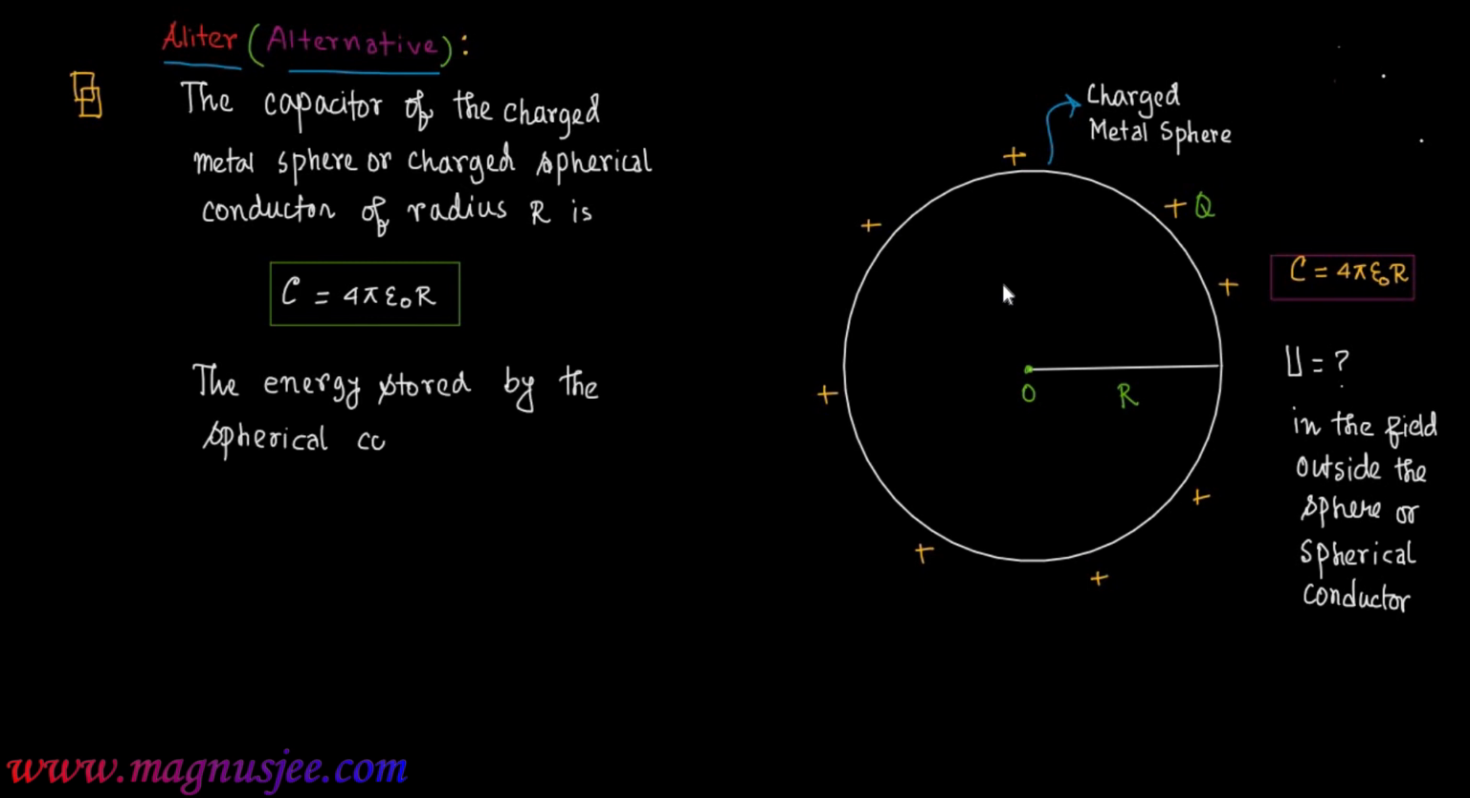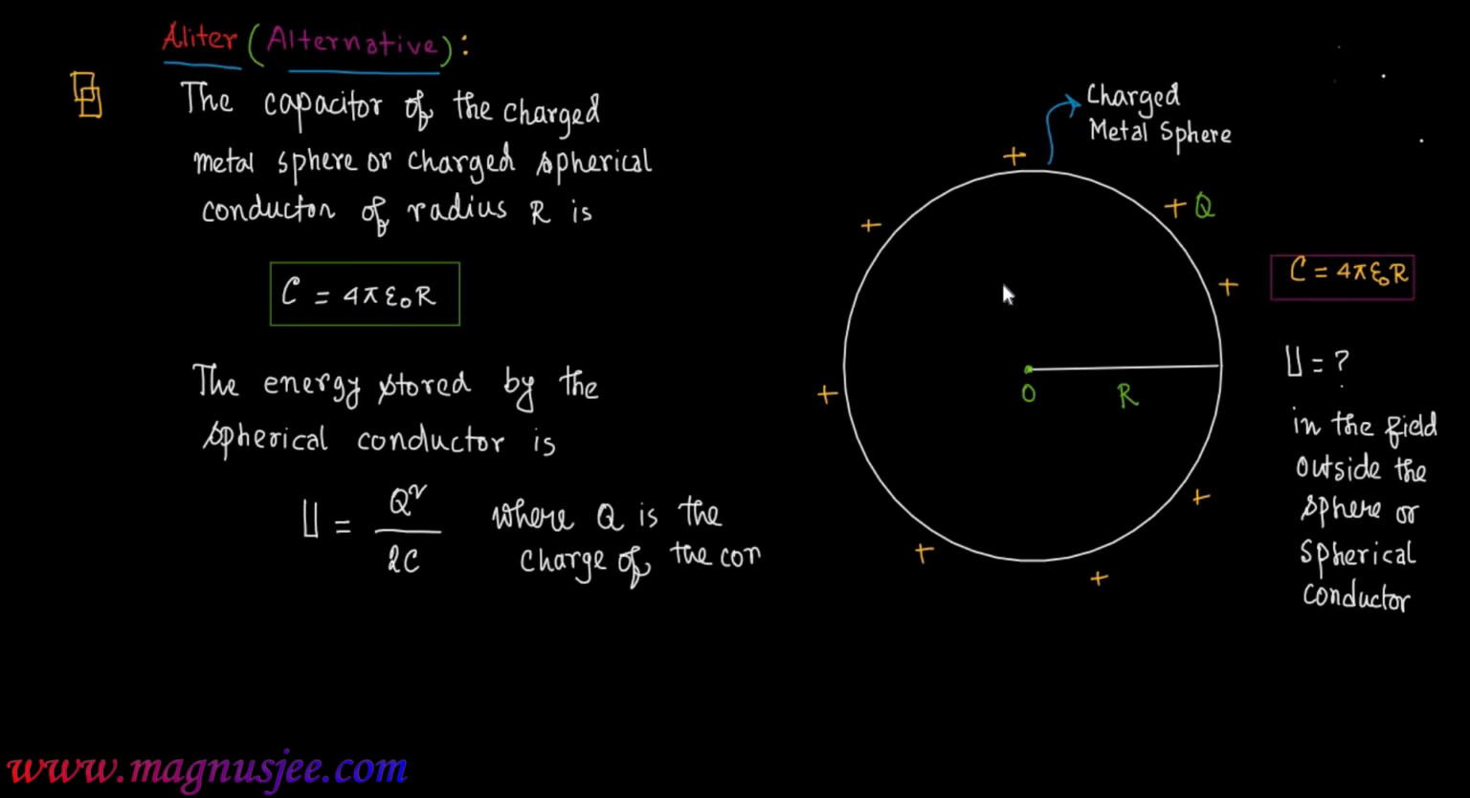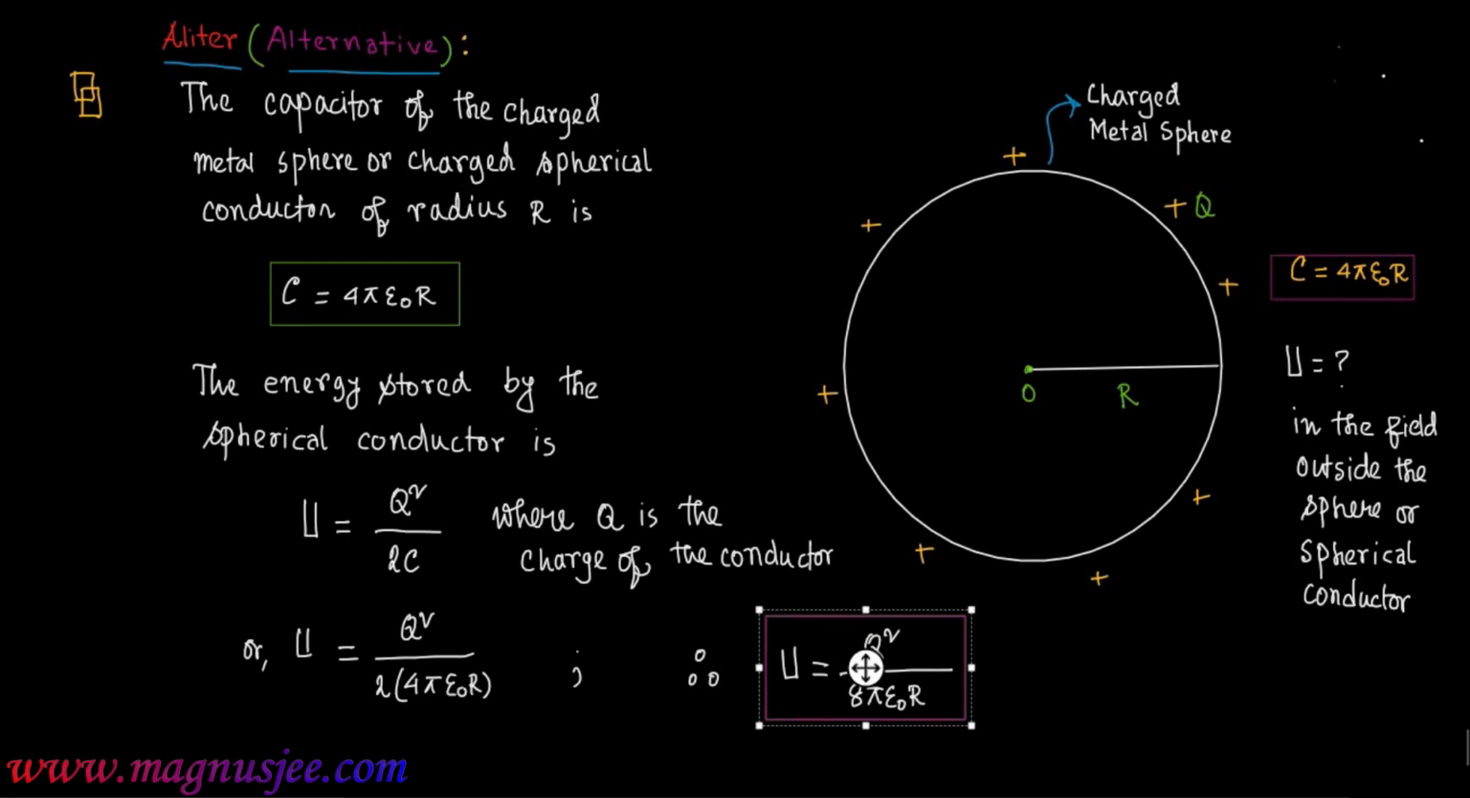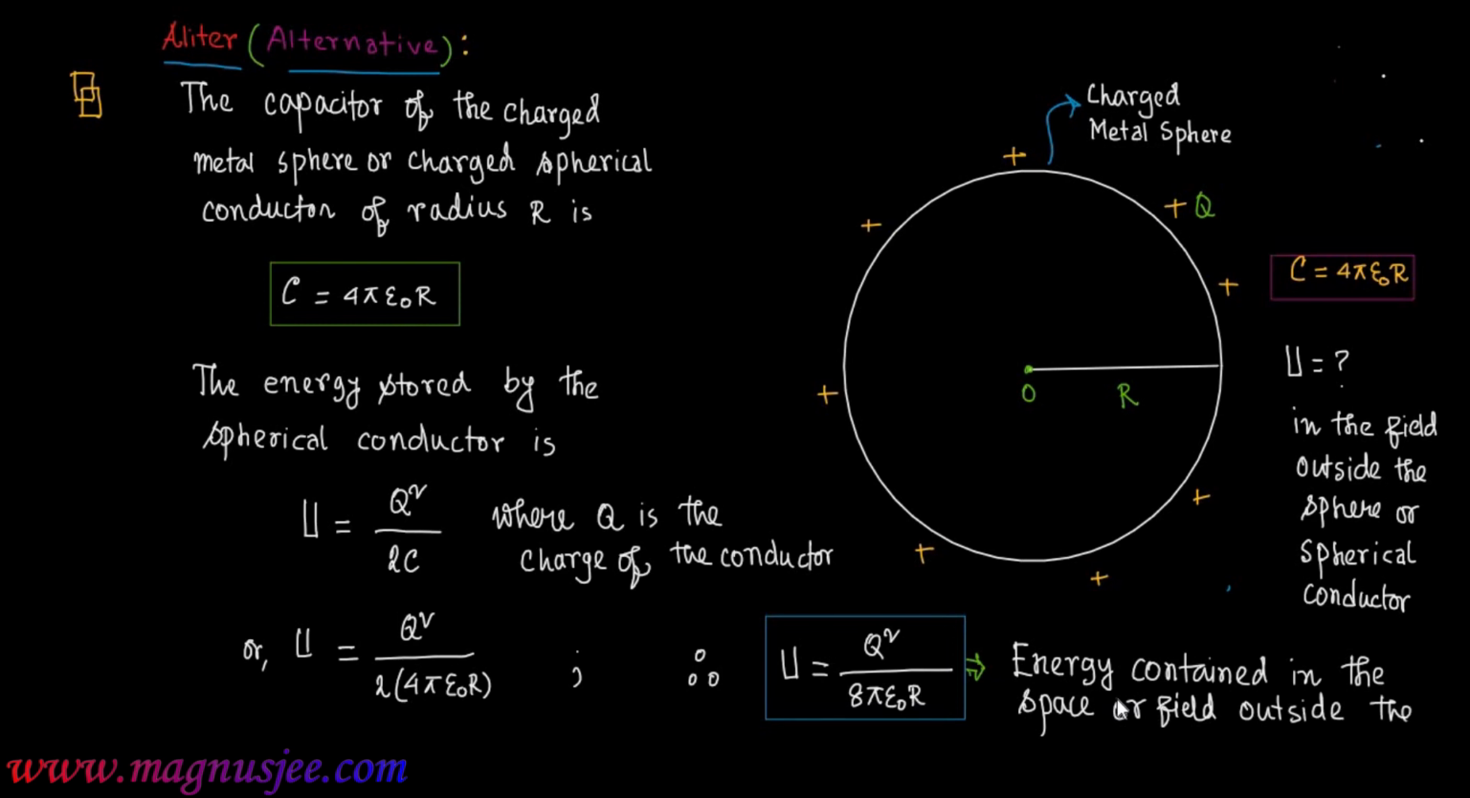The energy stored by this spherical conductor of radius R is given by capital U equal to Q square by 2C, where Q is the charge of the spherical conductor, and putting the expression of capacitance, you get Q square divided by 2 times bracket 4 pi epsilon naught R. Therefore, U is equal to Q square divided by 8 pi epsilon naught R, which is the energy contained in the space or field outside the charged metal sphere or spherical conductor.